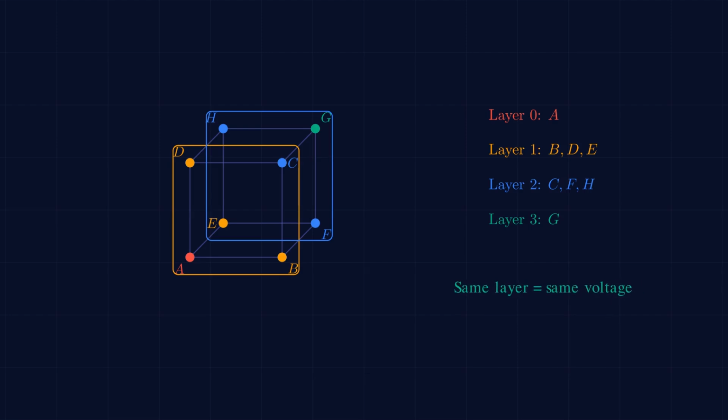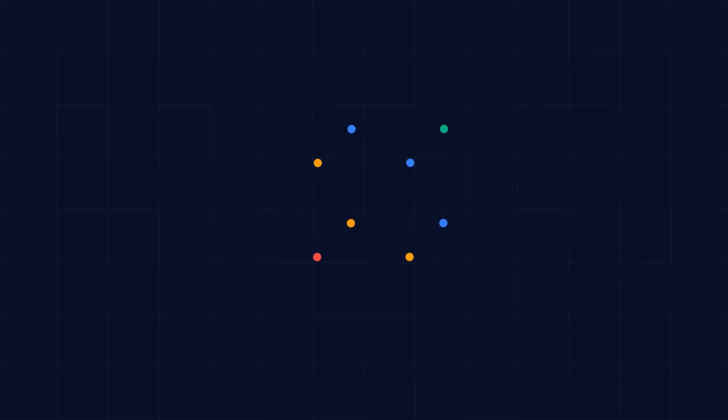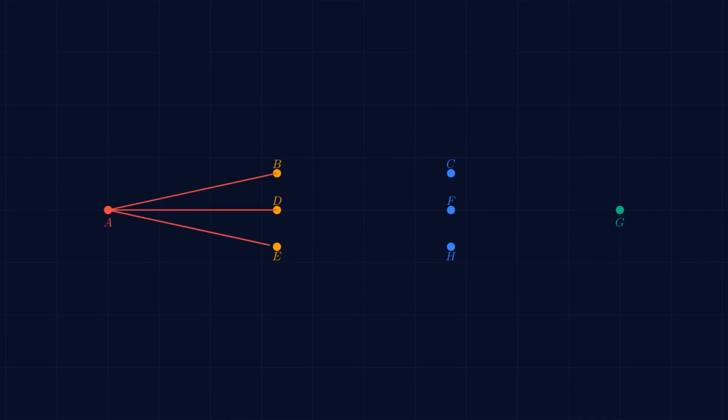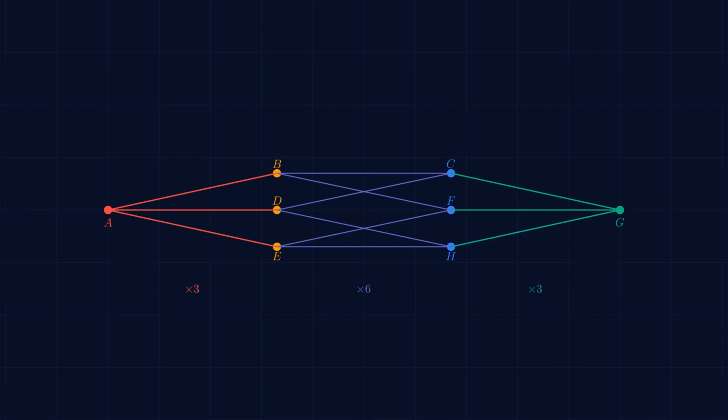Watch the cube unfold. Between A and layer 1, 3 edges carry current. 3 resistors in parallel. Between layers 1 and 2, count the connections, B to C and F, D to C and H, E to F and H. That's 6 resistors in parallel. And from layer 2 to G, 3 more in parallel. A 3-dimensional nightmare just became 3 groups in series.